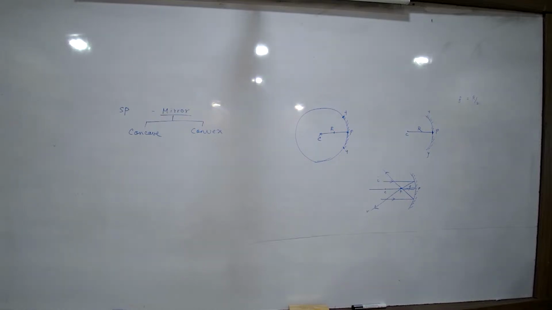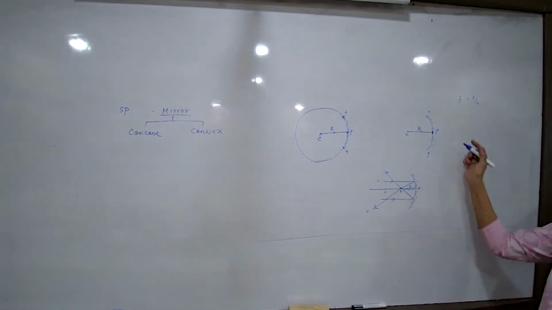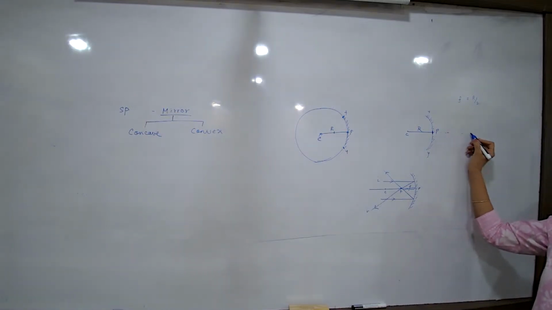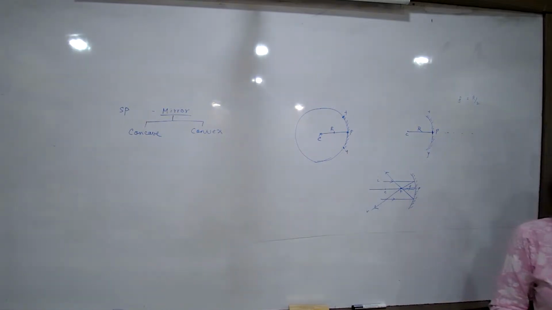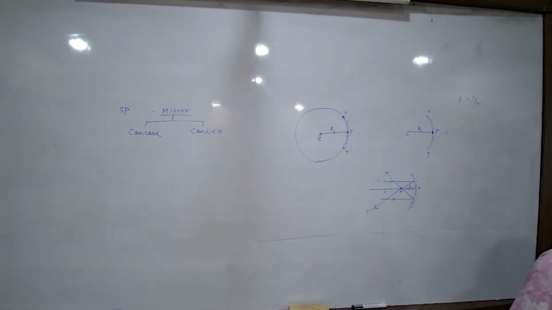The distance PC, what is P? Pole. C, center of curvature, is equal to the radius of curvature, as we have already seen. Imagine a straight line passing through the pole and the center of curvature. This is called the principal axis. Underline the word principal axis. So here, which line is the principal axis? This is the line. It's an imaginary line, and you can also extend it further like that. The imaginary line running through P and C is your principal axis.